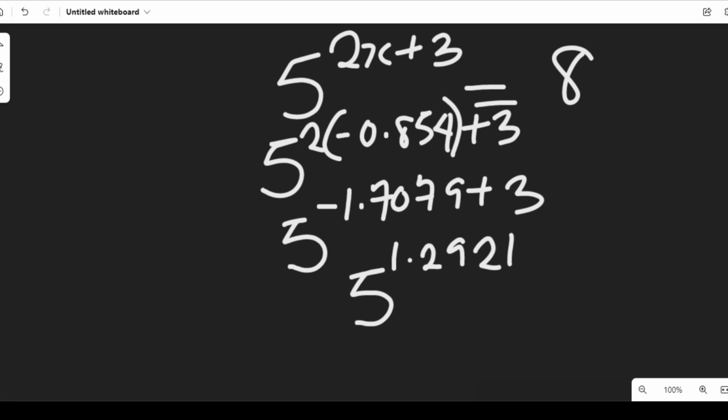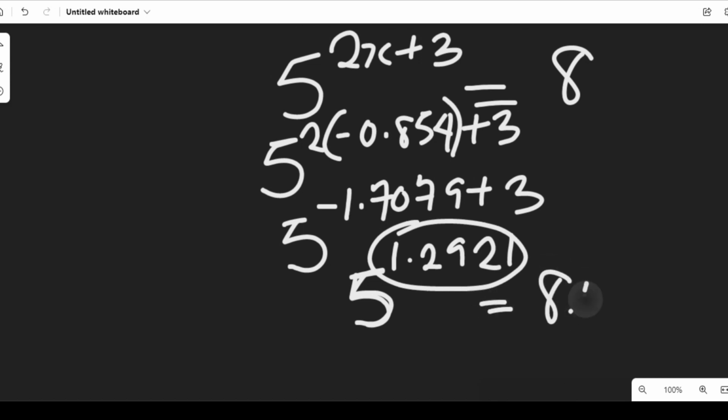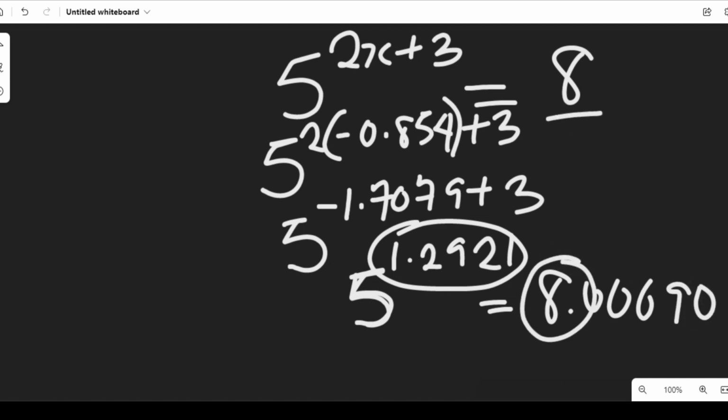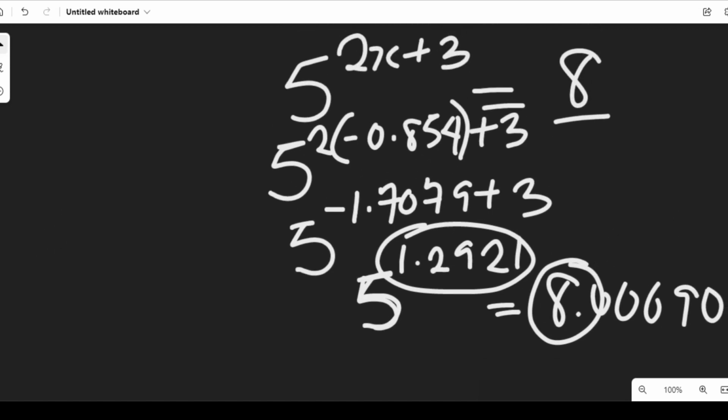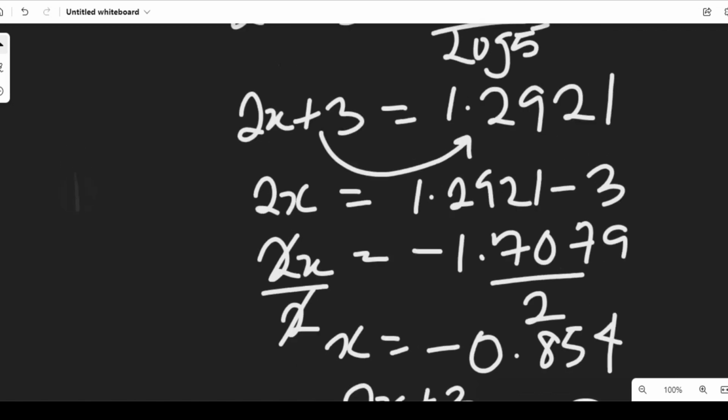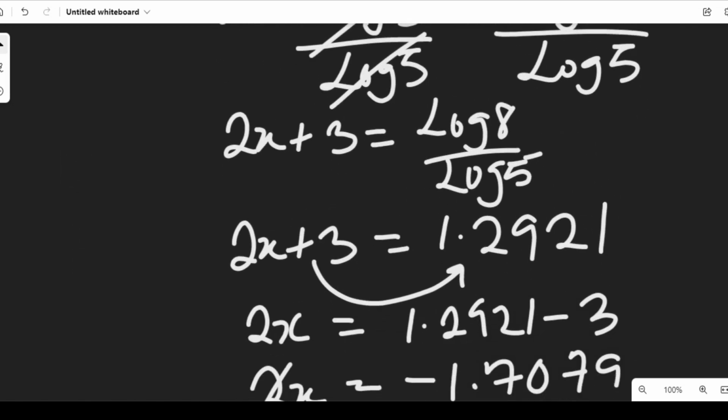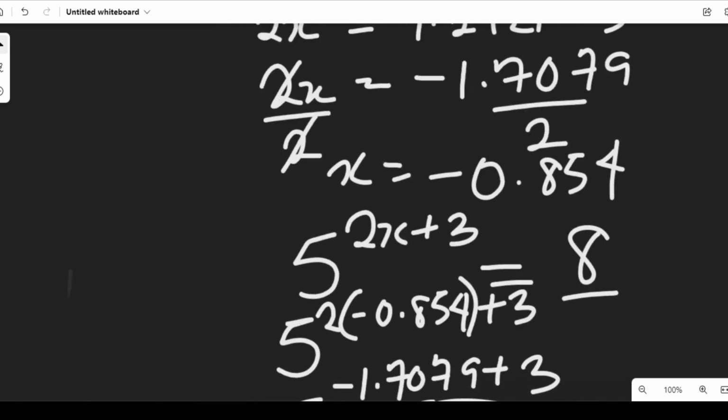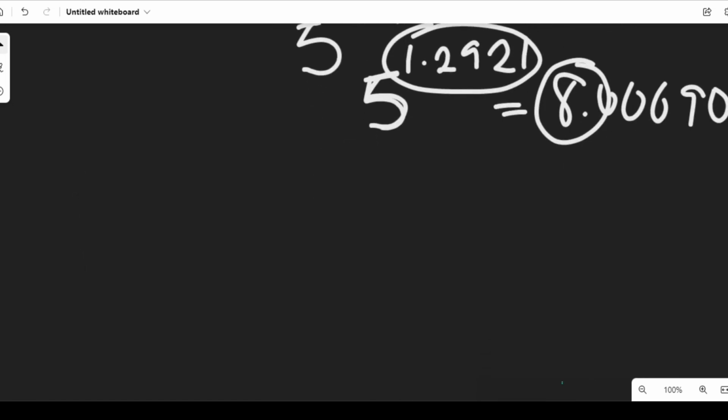So if we add that, we'll have 5 raised to power 1.2921. Now, if you pick up your calculator and find 5 to the power of this, you're going to find out that it gives you 8. So that tells us that our solution, using the log of both sides, is absolutely correct.